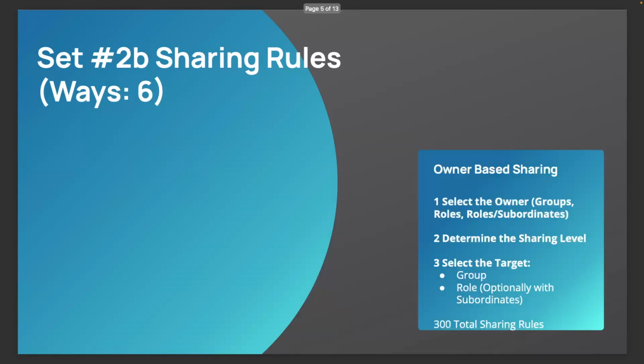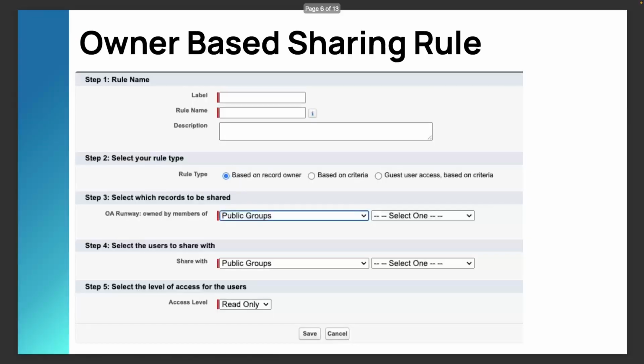Now we're moving on to owner-based sharing, where you're selecting the owner, determining the sharing level, and selecting the target. And you're allowed up to 300 of these. And I believe that is because Salesforce only has to monitor for the creation of a record, determining who the owner is and assigning into the target share groups, or checking for an ownership change. So these 300 only need to monitor for an owner change to determine whether it needs to issue the recalcs. So we're going to be diving into owner-based sharing.